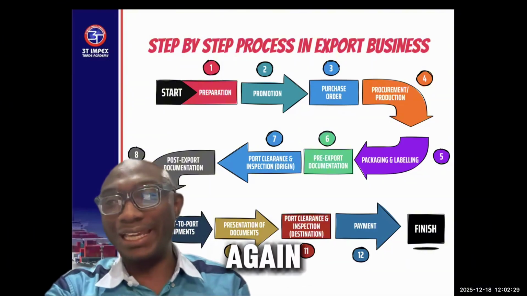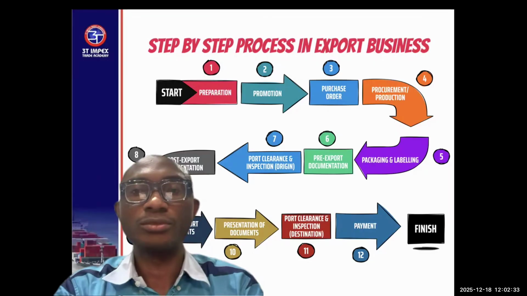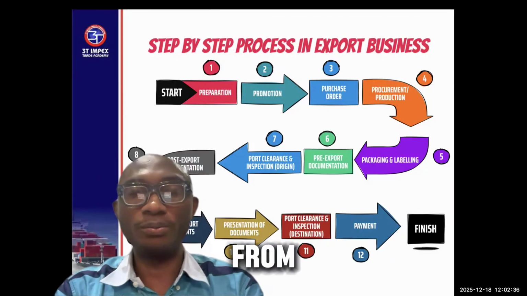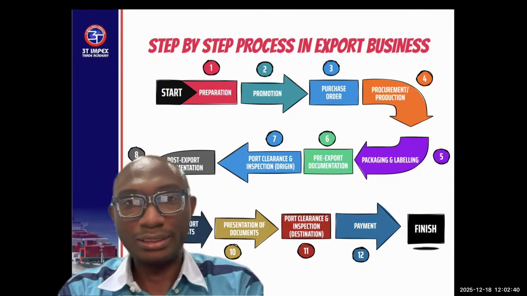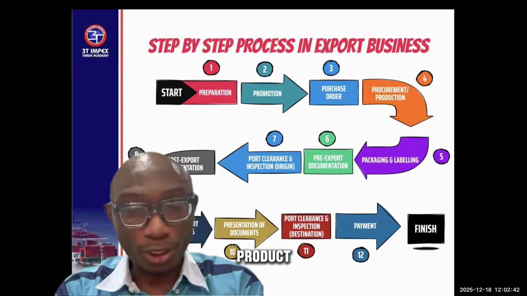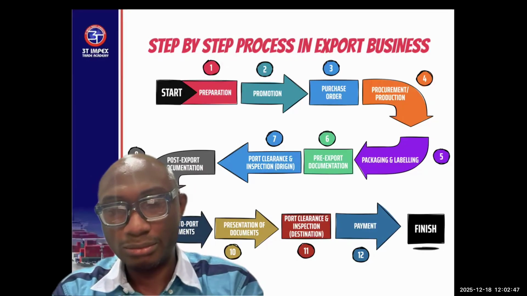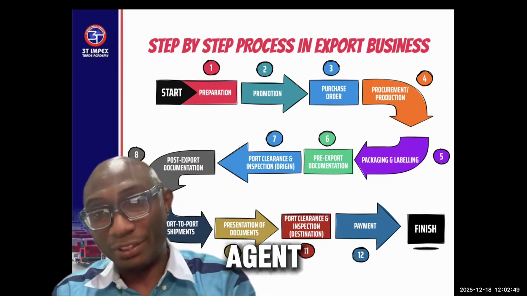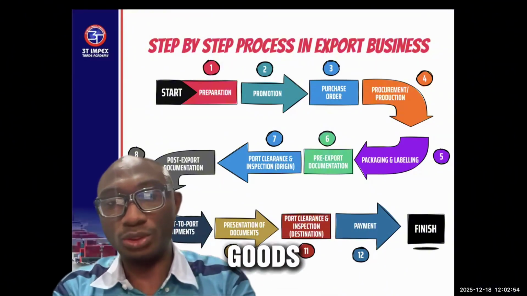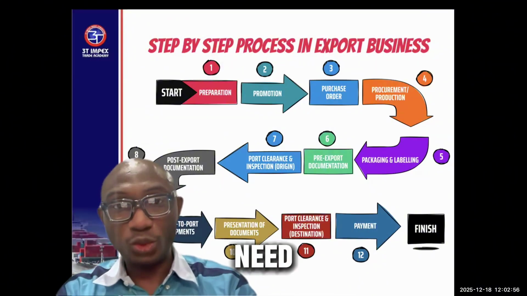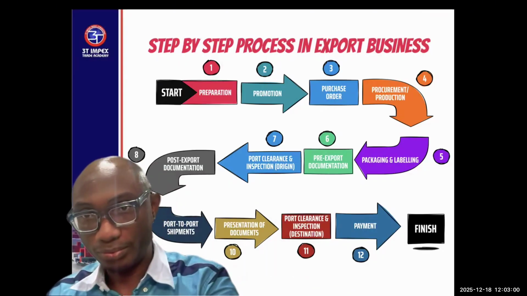And in buying again, it's important for you to know that you can buy from the manufacturer or the farmer or the miner, depending on the product. You can buy from a merchant or from a local buying agent if it's a commodity, or from a merchant or distributor in terms of finished goods. That means you don't need to be the producer of the item you are trying to export.